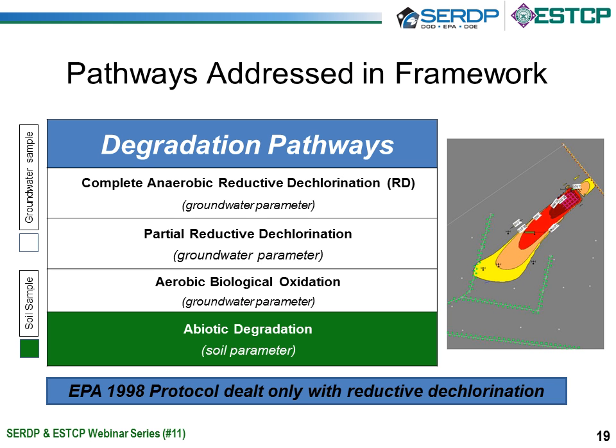The pathways that are addressed in this framework include complete reductive dechlorination, partial reductive dechlorination, also known as DCE accumulation, aerobic biological oxidation, and abiotic processes. We didn't address these pathways because one was more important than the other, but mostly because at one site users may have more than one of these conditions. And for comparison purposes, the 1998 protocol only dealt with reductive dechlorination.